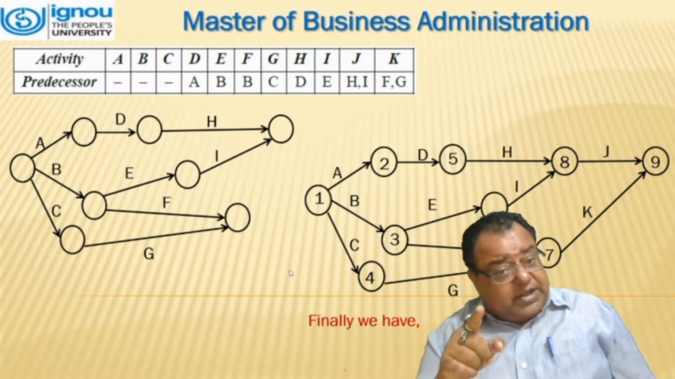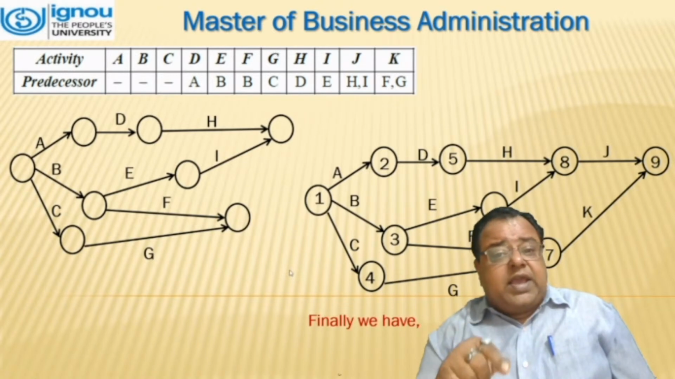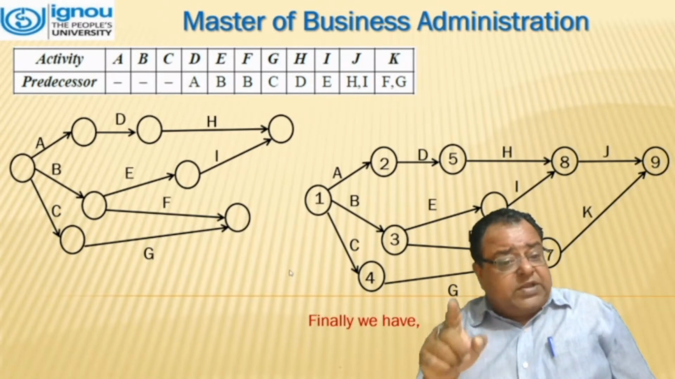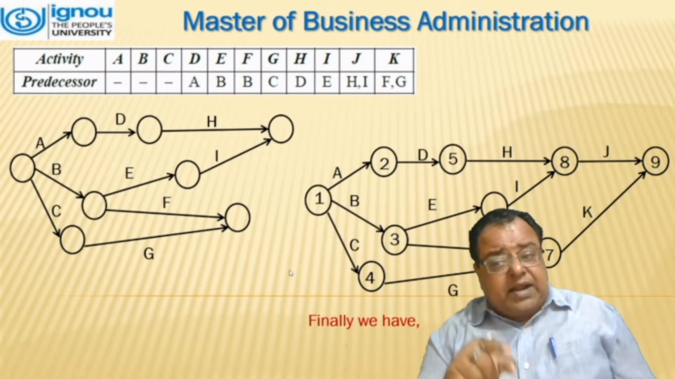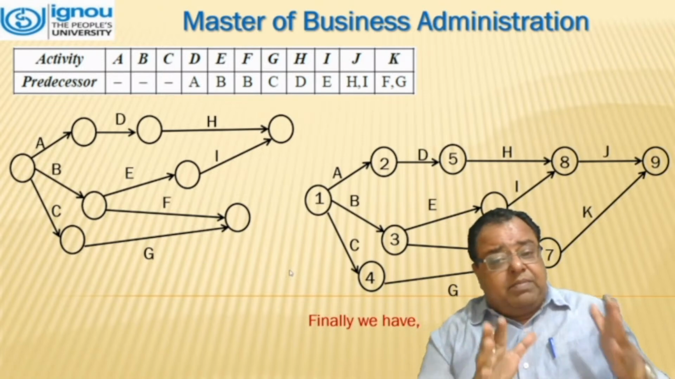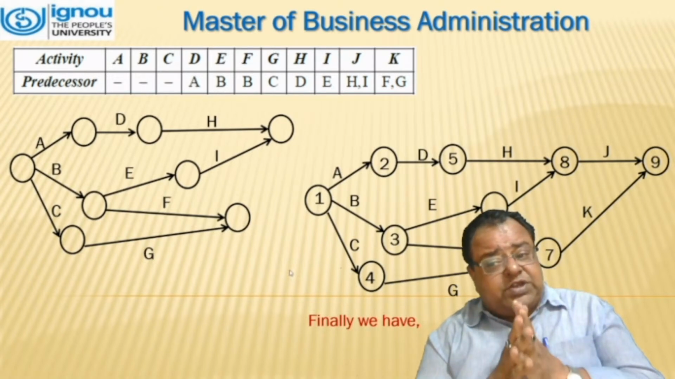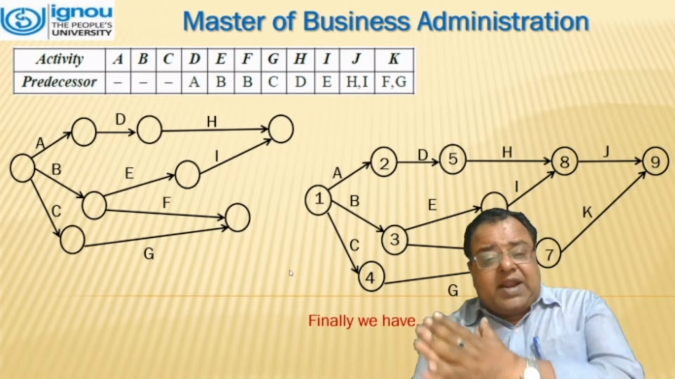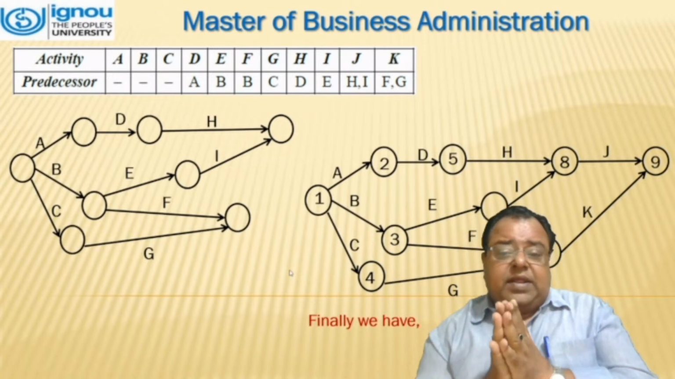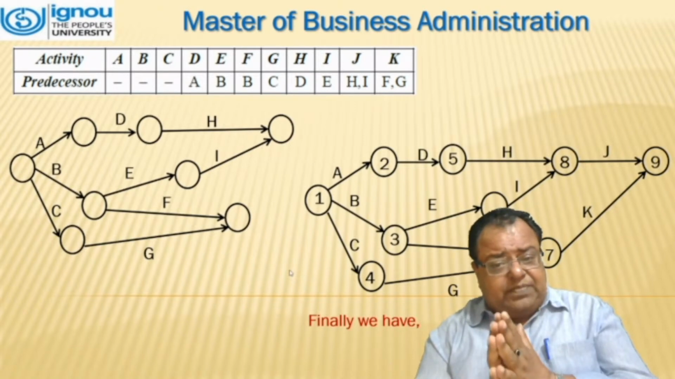That means at the top, J will start, and K will end up at F and G. F and G are at the bottom. So that means a third circle will be drawn, and it will have the activities J and K. Now on the right, you can see that this is the complete diagram that we have achieved.